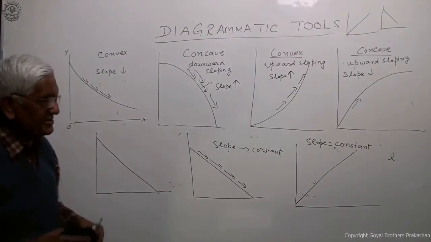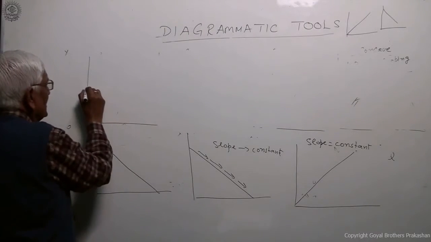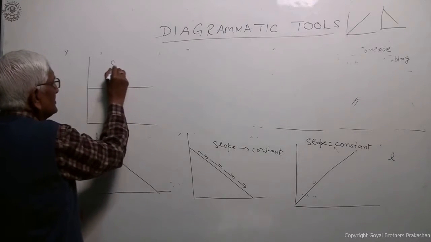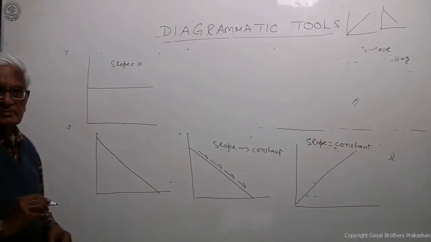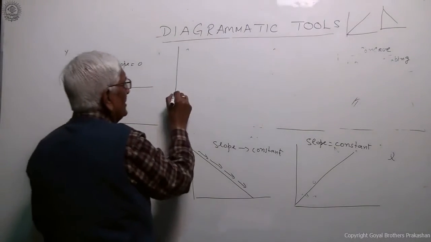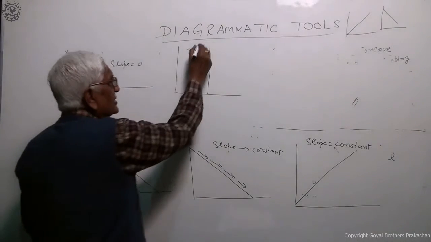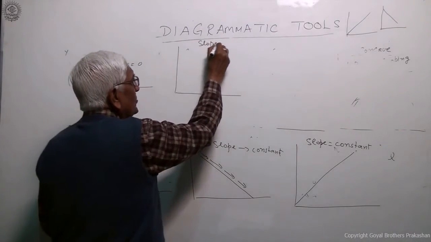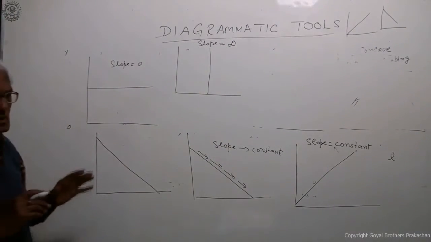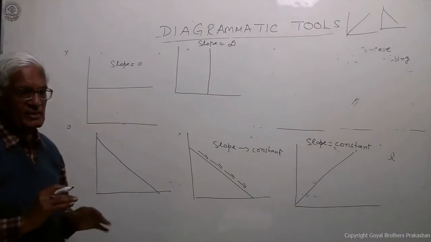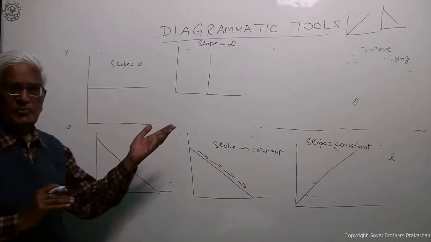There are other variations. If the curve is like this, slope is 0. If the curve is like this, straight line, upward sloping, then slope is infinite. We can prove that. All these things we can prove mathematically, but at this stage that proof is not necessary. Even you can make out your own proof.